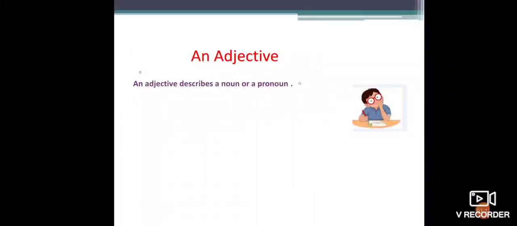Part number 1, it is the adjective. An adjective always describes a noun or a pronoun. Here, can you tell me the color of the boy's glasses? Yes, he is wearing red glasses. Where is the adjective here? Of course, the adjective here is red, and it describes the noun glasses.